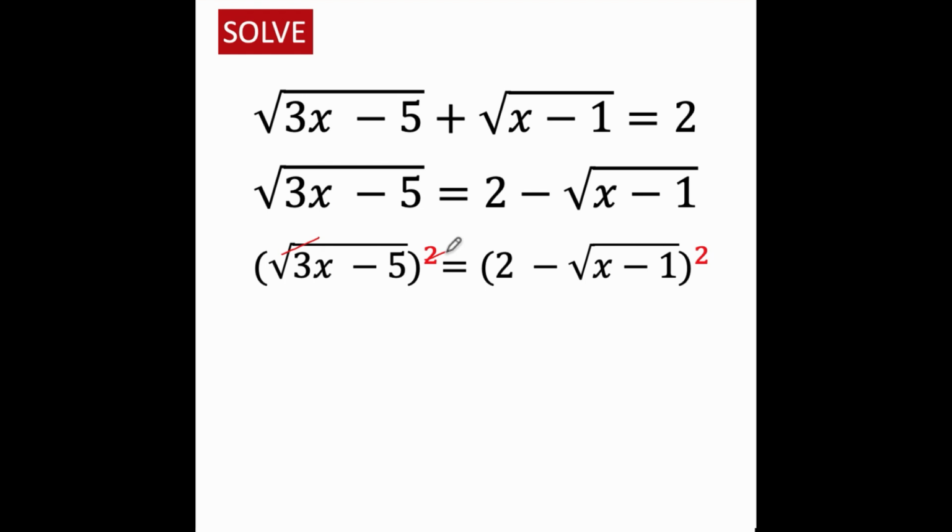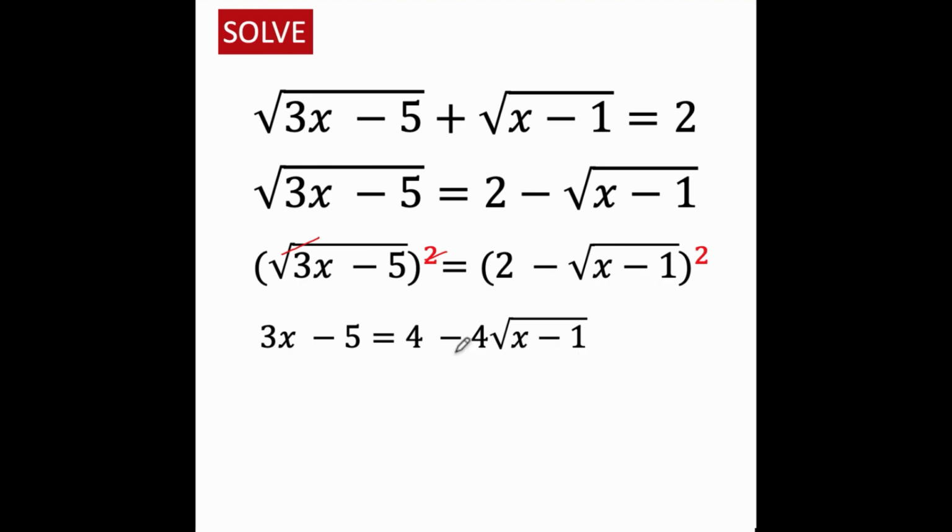So our left side is now 3x minus 5, but the right side would still contain radical, because when we square this binomial, the result would be the square of the first term is 2 squared or 4, then twice the product of the first and the second terms, so 2 times 2 times square root of x minus 1 is 4 times the square root of x minus 1.